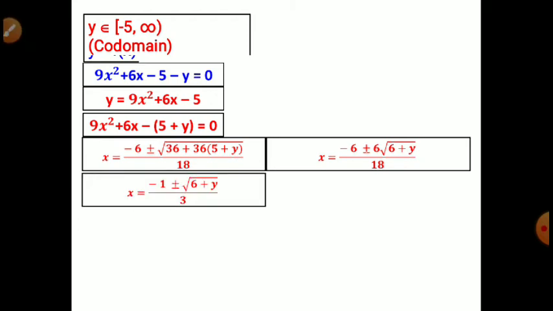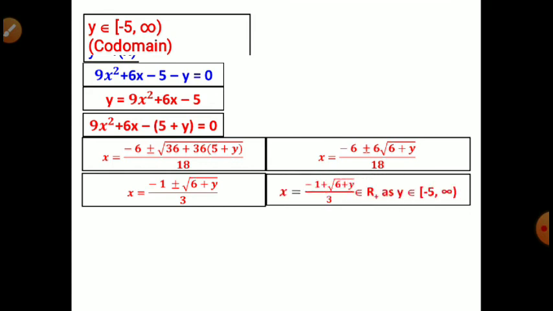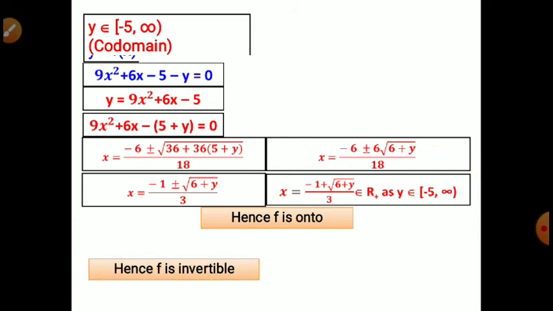So on simplification you will get minus 1 plus or minus under root of 6 minus y. So this belongs to the real numbers, positive real numbers, as the y is given to you here, minus 5 to infinity. So this is a point you need to remember, okay. Hence it is an onto function. Then the inverse will be this one itself, okay.